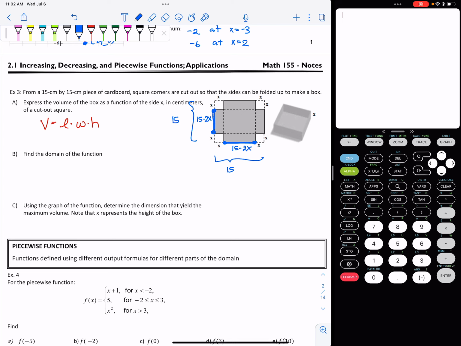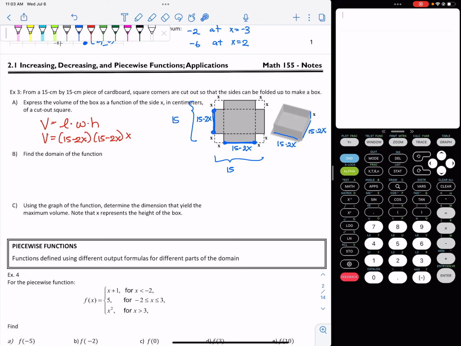Now, if we fold all the sides up, we're going to end up with a box like this. The height of the box is x. The width of the box is going to be 15 minus 2x. And the length of the box is going to be 15 minus 2x. So the volume is going to be 15 minus 2x times 15 minus 2x times the height, that is x.